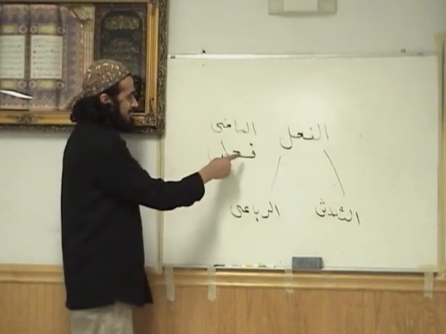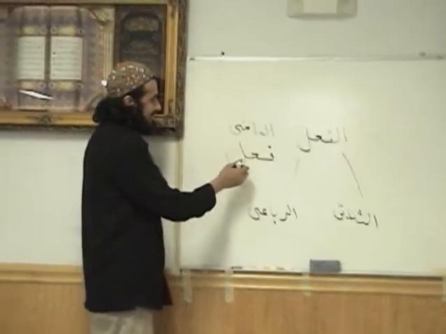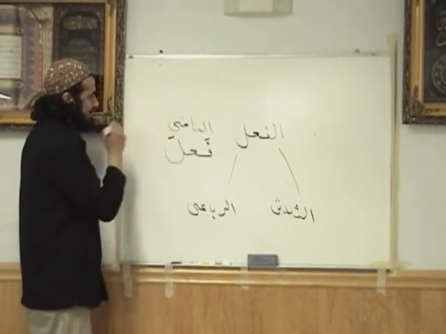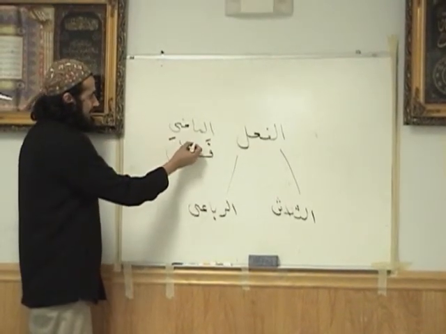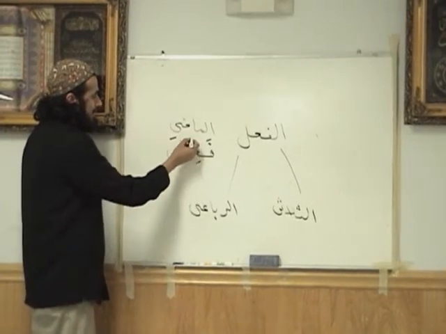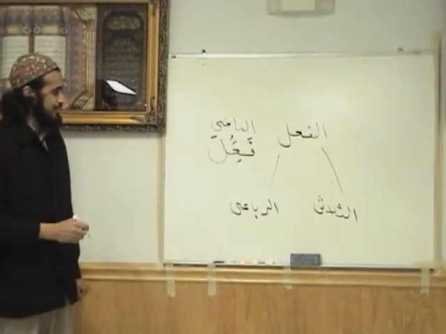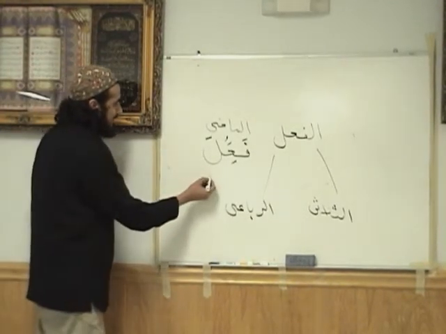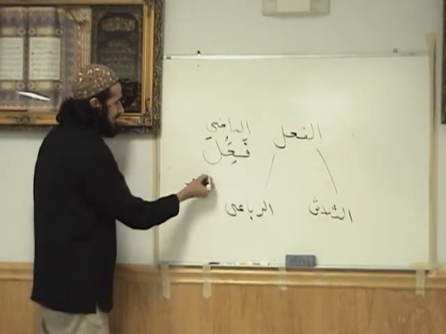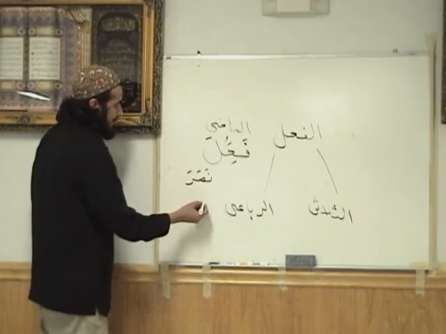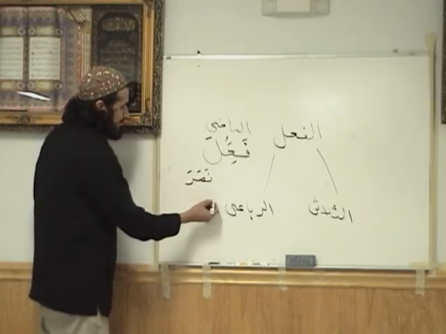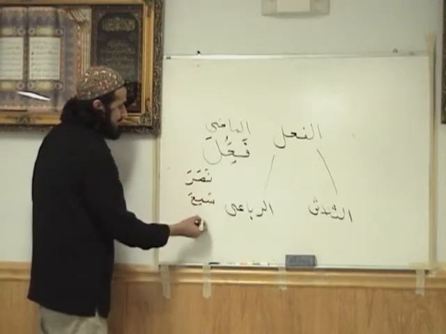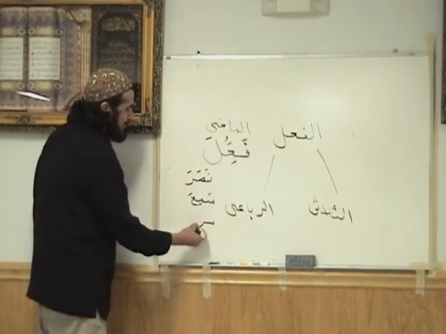So al-madi has 3 letters, and we also know that the first letter should have a fatha, the last letter should also have a fatha, and the middle letter, whatever it may be, can have either fatha, kasra, or dhamma. Examples were nasara, sami'a and shawfa.